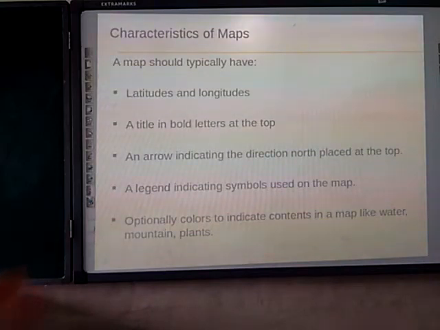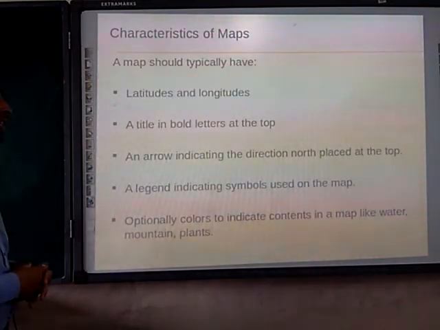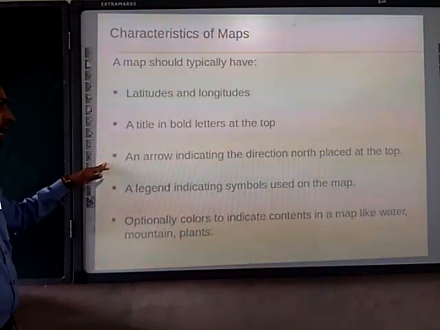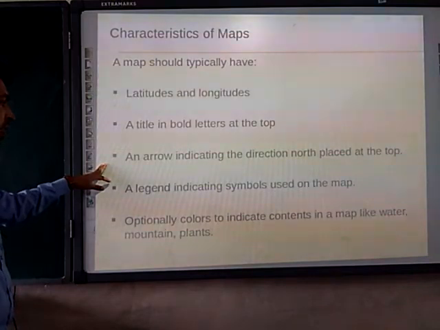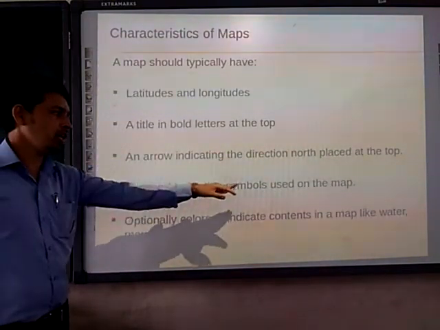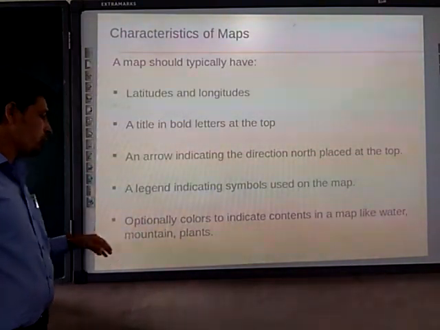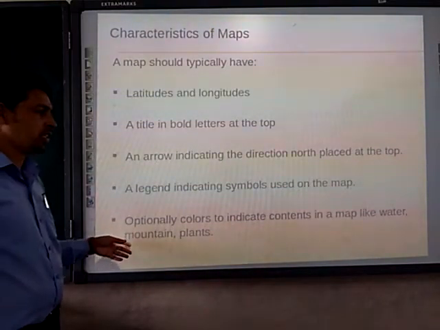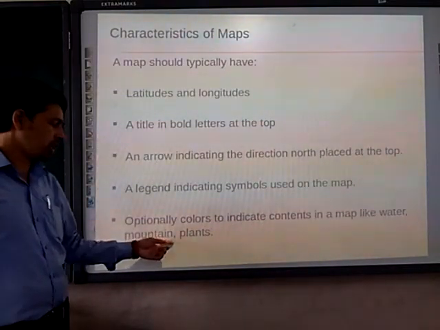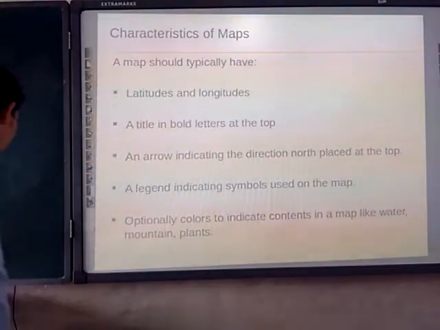So these are the characteristics of a map. Please copy down this. A map should typically have latitude and longitude, a title in bold letters at the top, an arrow indicating the direction north placed to the top, the legend indicating the symbols used on the map, and optionally color to indicate the content in a map like water, mountain and plants.